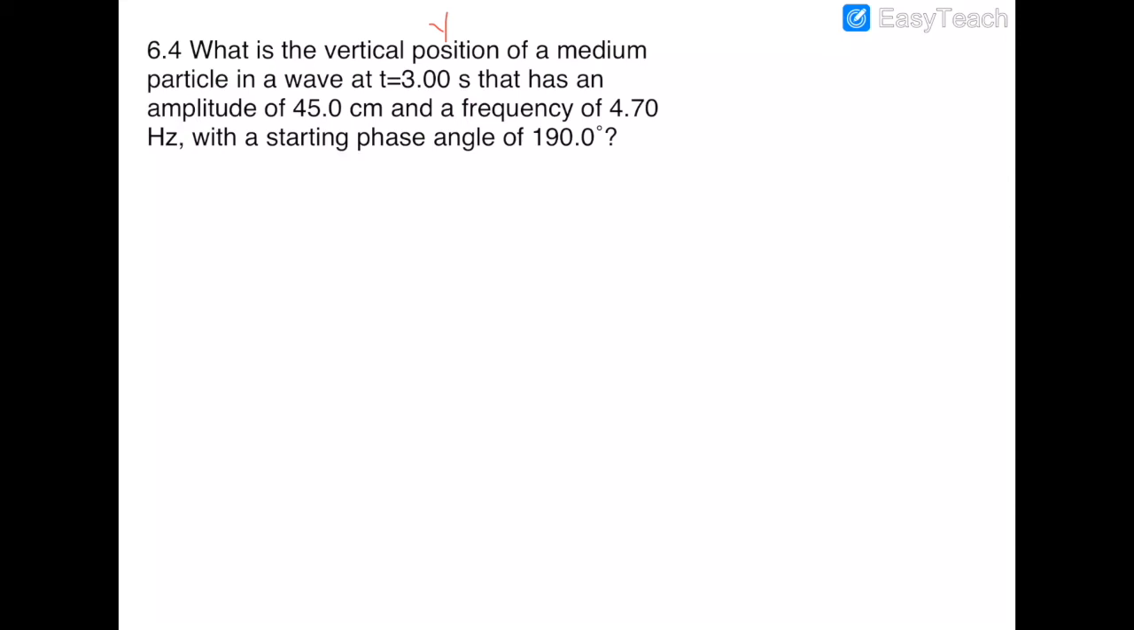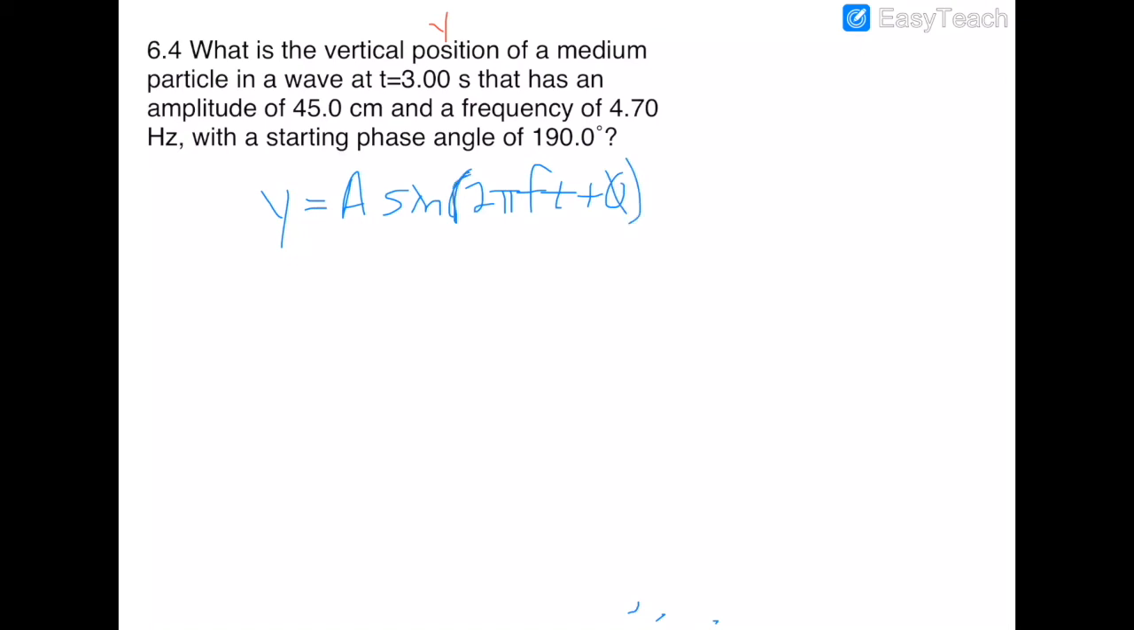Okay, so I'm going to rewrite the equation for us here. So we had y equals A times the sine of 2 pi f t plus the starting phase angle.